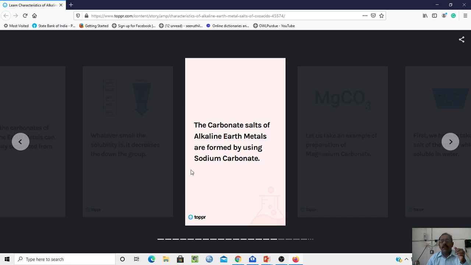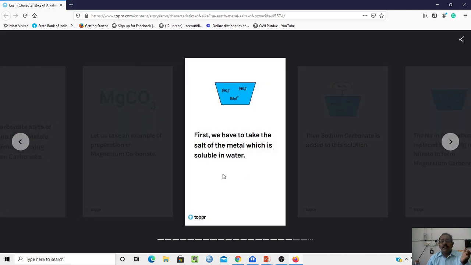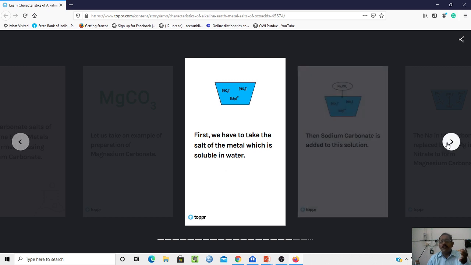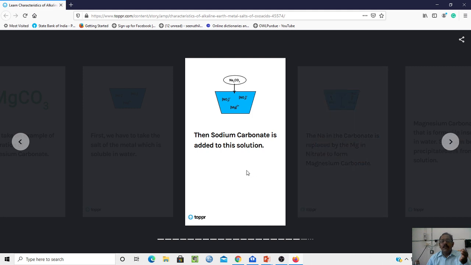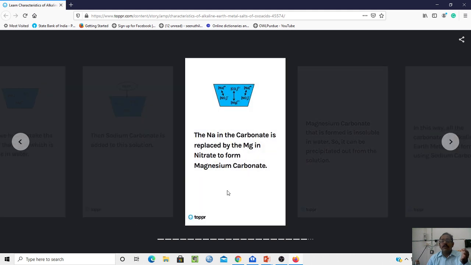How can we prepare the carbonates of alkaline earth metals? We can prepare them by using another carbonate. Suppose you want to prepare magnesium carbonate. You have to dissolve the metal in nitric acid, so magnesium becomes magnesium nitrate. To that magnesium nitrate, you add sodium carbonate solution. If you add that, the sodium in the carbonate is replaced by magnesium, and you will get magnesium carbonate.